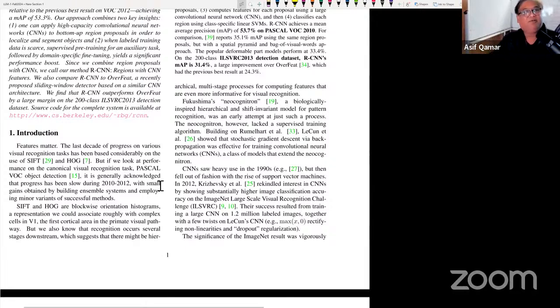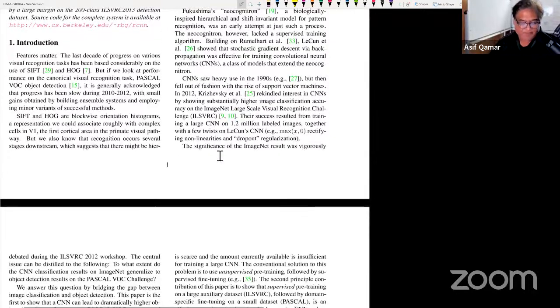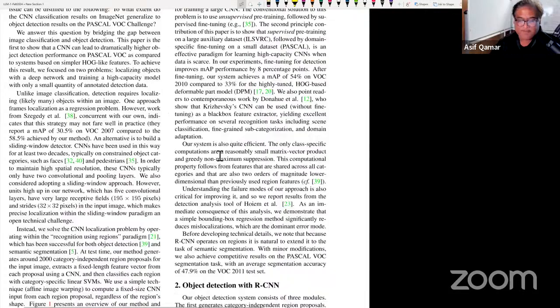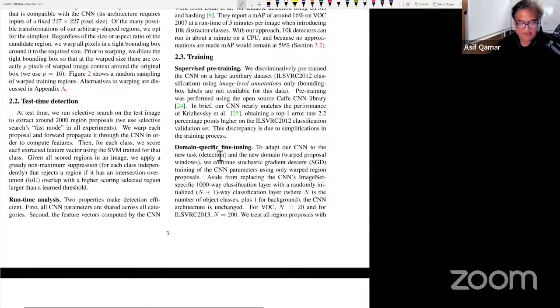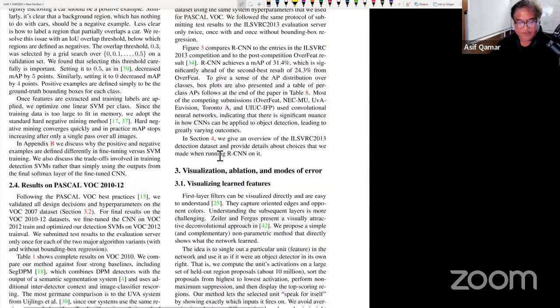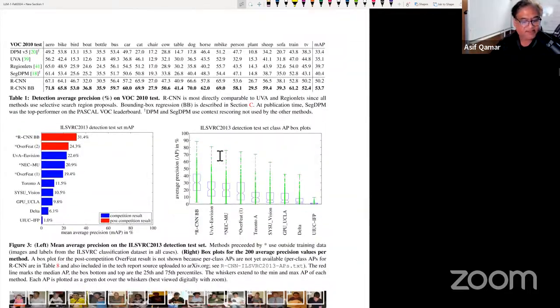Fukushima's neocognitron, by the way, is an influential line of thinking and approach in computer vision, and people who have done computer vision historically encounter this. It's a framework to reason about it. The neocognitron, however, lacked a supervised training algorithm, etc. I won't go over it. I will just leave you with the fact that it has been trained and so on. In its days, it did very well.